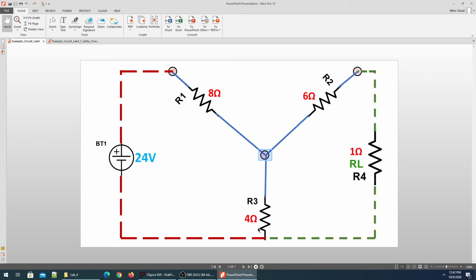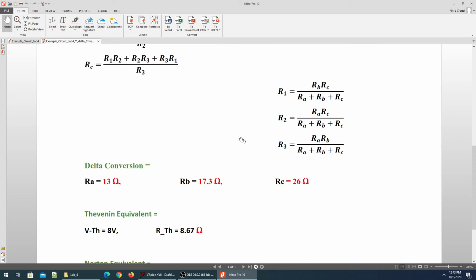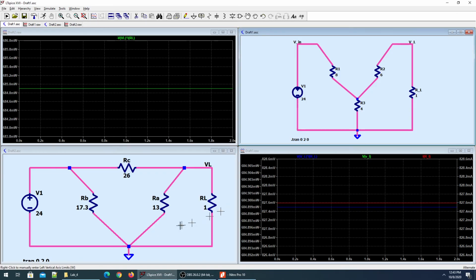It will be very simple to find the Thevenin voltage, and then the Thevenin resistance, where two resistors are in parallel with one of the resistors. It's very simple to calculate the Thevenin equivalent of this network. I have already found them. The Thevenin voltage is 8 volts. The Thevenin resistance is 8.67 ohms.